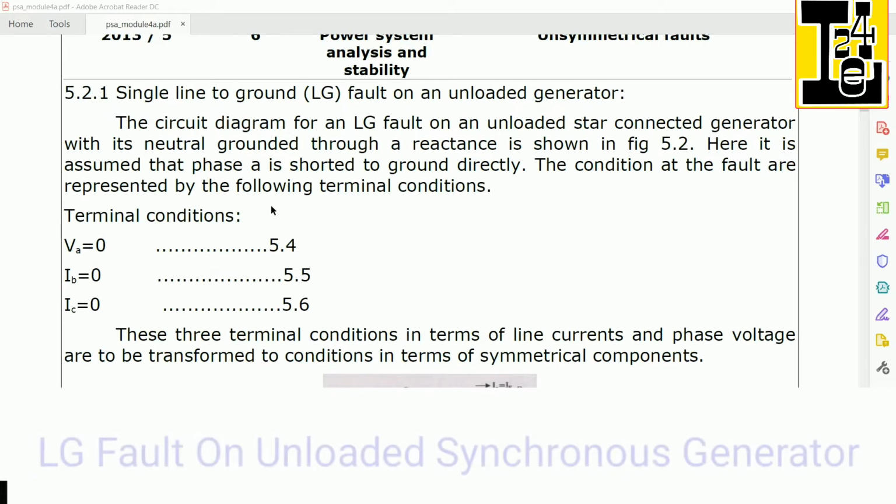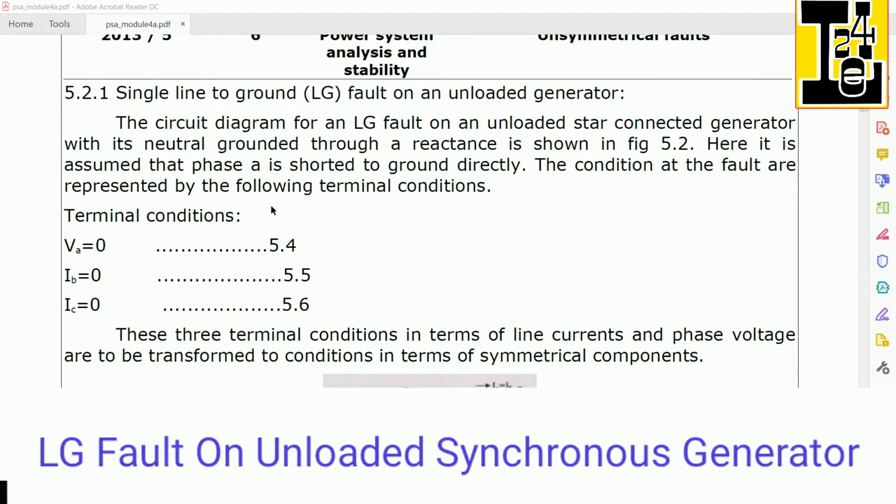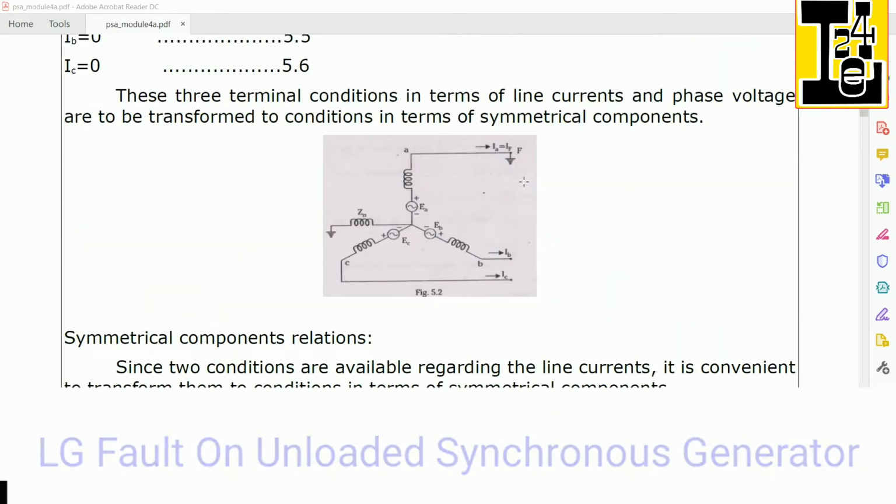Dear students, let us find the expression for the fault current when a single line to ground fault, that is the LG fault, occurs on an unloaded generator. The circuit diagram for an LG fault on an unloaded star connected generator with its neutral grounded through a reactance is shown in the figure here. You can observe it is an unloaded synchronous generator where its neutral is grounded via reactor Zn.